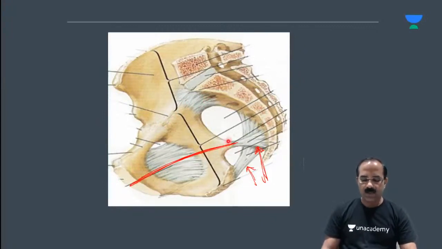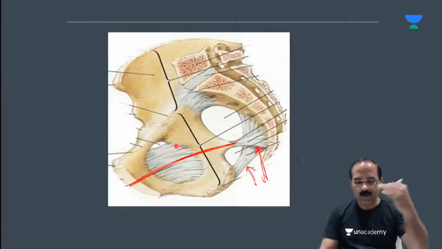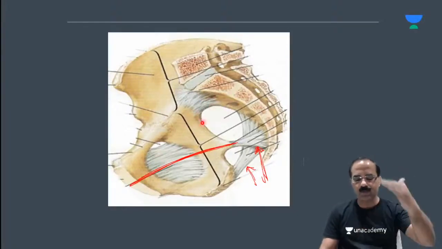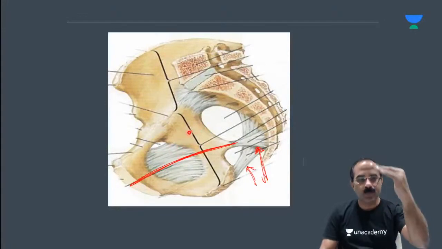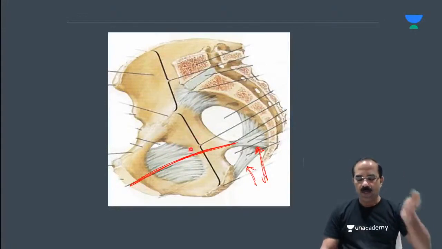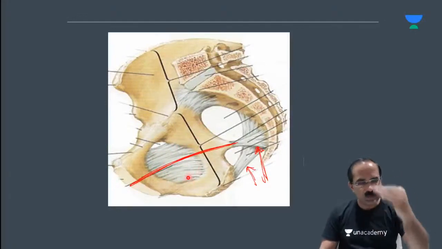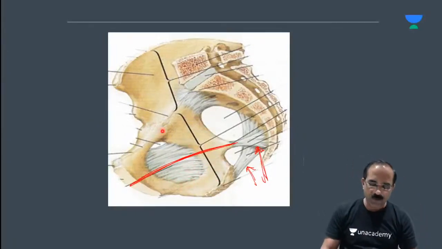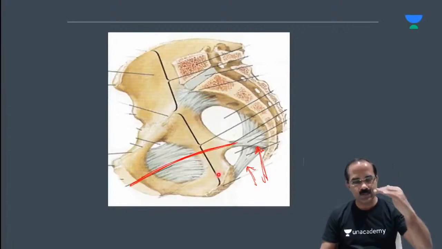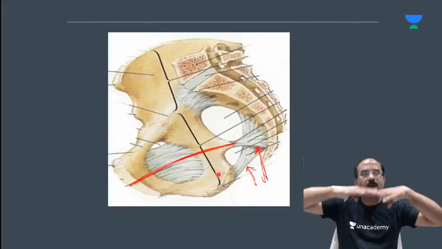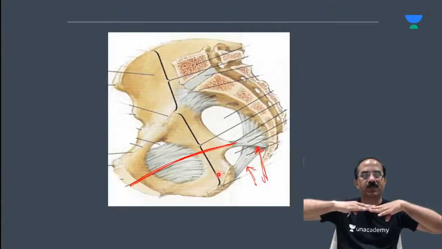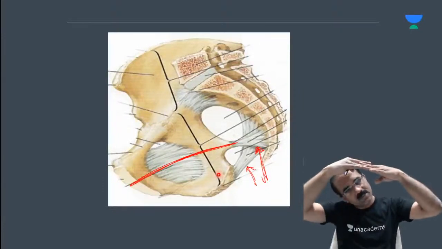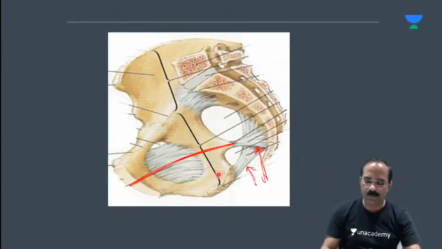The levator ani is going to divide this true pelvis into two parts. One above the levator ani, this is what we call the pelvis proper, and below the levator ani, this is what we call the perineum. So ye hoga pelvis proper and ye hoga perineum. You are understanding this? Above the levator ani is the pelvis proper, and below the levator ani is the perineum.